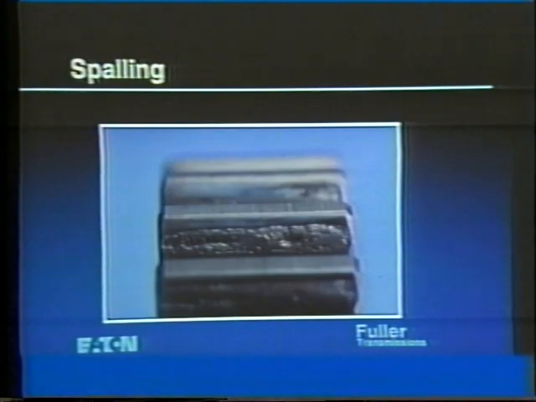Spalling is similar in appearance to destructive pitting, but craters are larger in diameter and shallower in depth. Spalling occurs over a short period of time when a gear is subject to an extreme overload condition. Gears in this condition should be replaced.